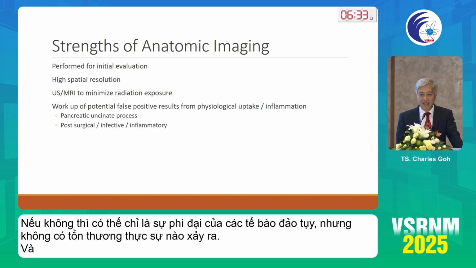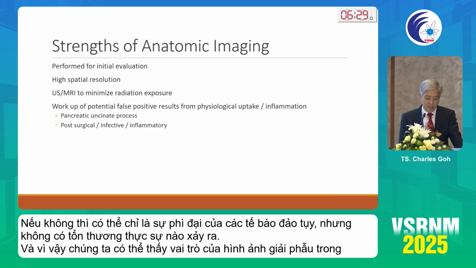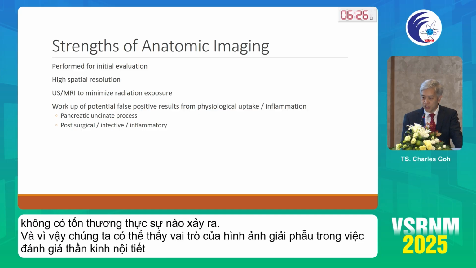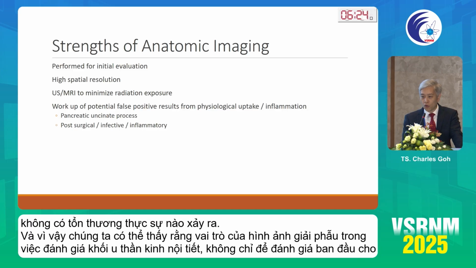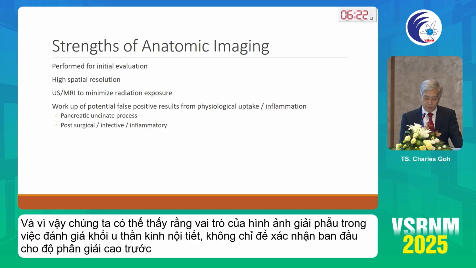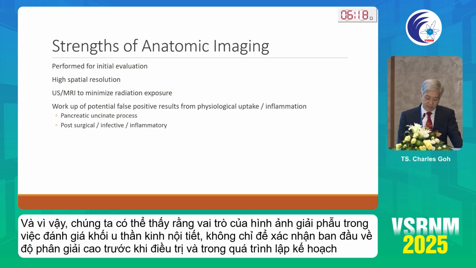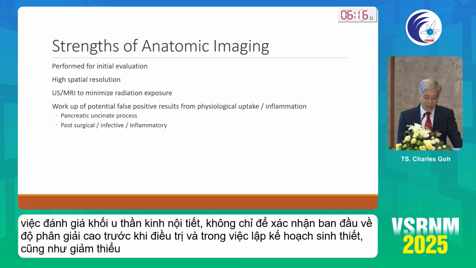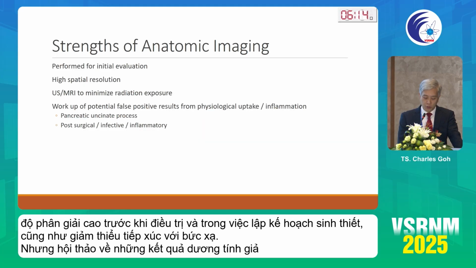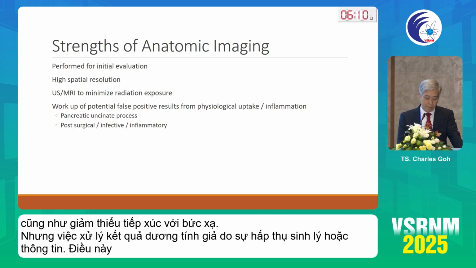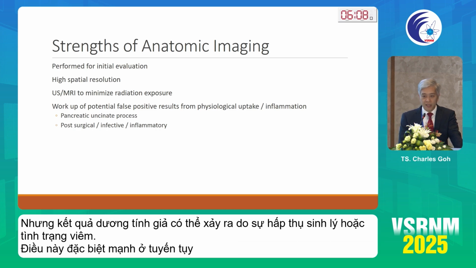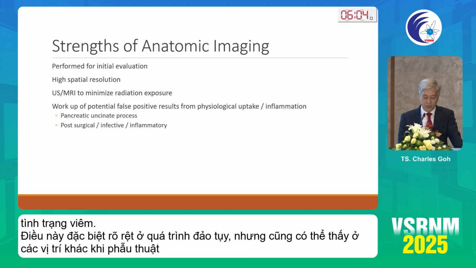And so we can see that the role of anatomic imaging in the evaluation of neuroendocrine tumors is not just for initial evaluation, for the high resolution before treatment and in planning of biopsy, as well as minimizing radiation exposure, but also for workup of false positive results due to physiological uptake or inflammation. This is particularly so in the pancreatic uncinate process, but can also be seen in other sites, post-surgery, infection, or inflammatory causes.